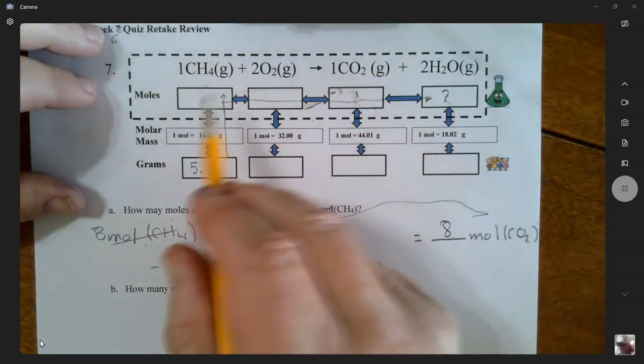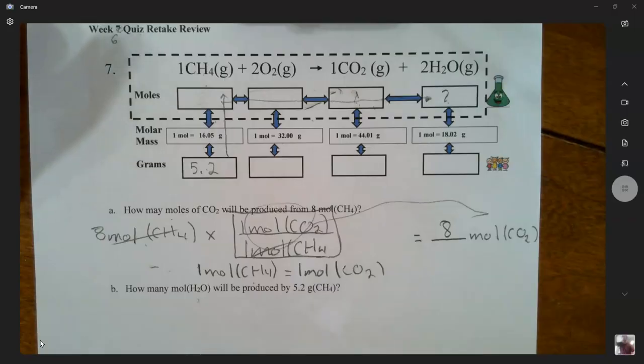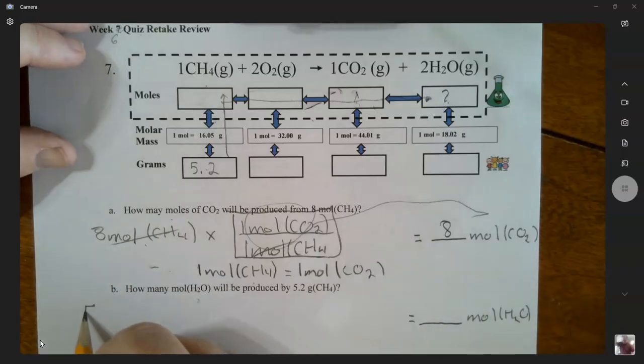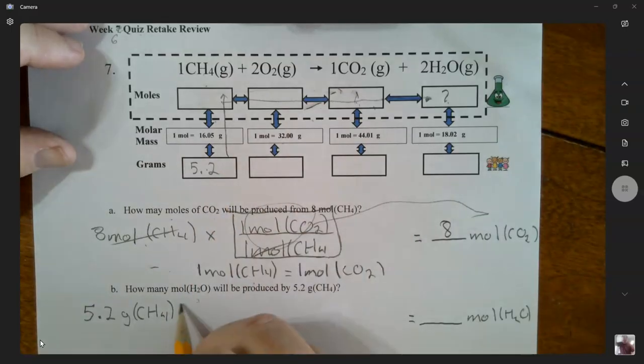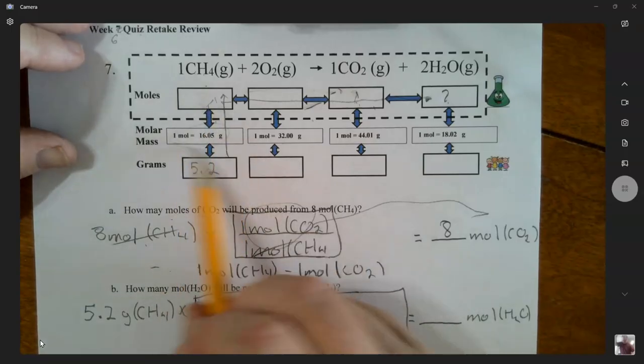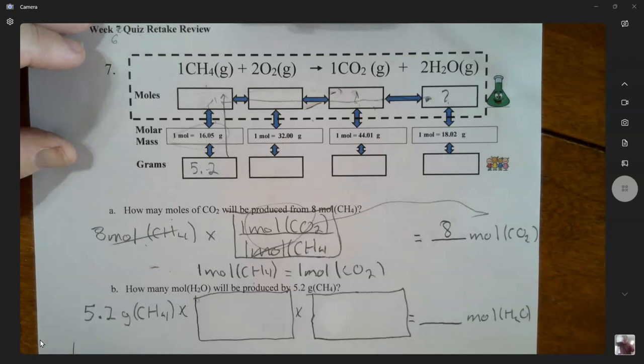So to get from what you know to what you don't know is up and over. The only place you can go sideways is up in the chemical equation in the moles row. So we're going to come over here, and it's going to be moles of H2O, and over here it's going to be 5.2 grams of CH4. Okay, 2 arrows, 2 conversions, so I'm going to draw 2 boxes. First equivalency, you're going up here. Anytime you're going up and down, it's the molar mass in between the 2 boxes.